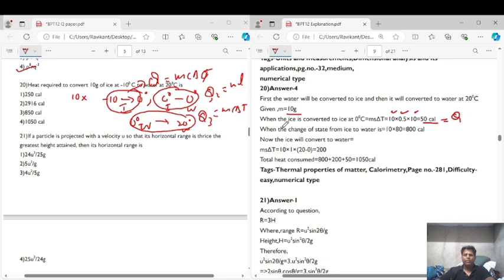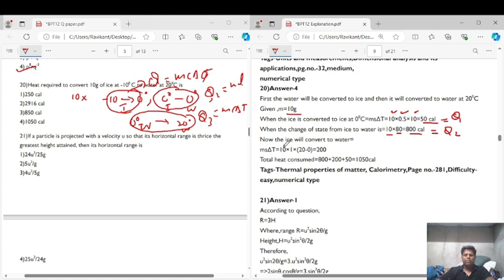Now when the change of state in the ice is taking place, it will be equal to m into L. So m is 10 grams and L is 80 calorie per gram. That is the latent heat of fusion of ice. So it will be equal to 800 calories, which is your Q2. Now the ice will convert to water.